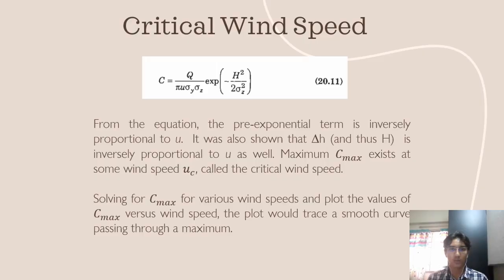To calculate the critical wind speed, we have to use equation 20.11, and from the equation, the pre-exponential term is inversely proportional to U. It was also shown that delta H, and thus H, is inversely proportional to U as well. A maximum Cmax exists at some wind speed Uc, called the critical wind speed. Solving for Cmax for various wind speeds and plotting the values of Cmax versus wind speed, the plot will trace a smooth curve passing through the maximum.